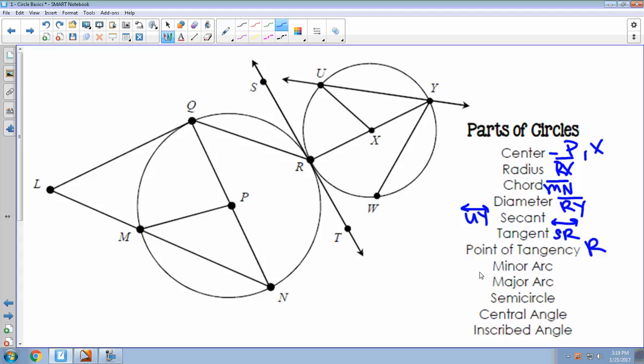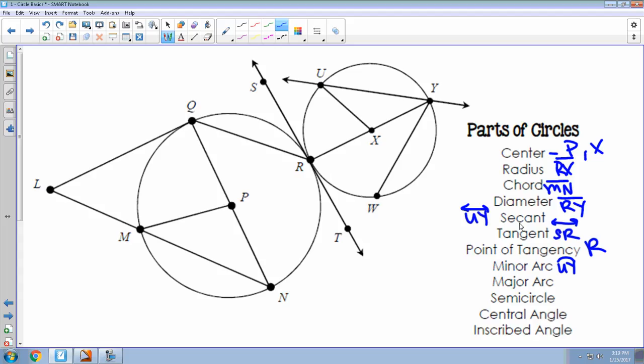For naming a minor arc, there are a bunch of options because I gave you a lot of points on each of these circles. When you pick one, just make sure that it is less than half of your circle. So say arc UY is one option here. You could also do arc QR or QM or MN. There's a lot of options in this picture.